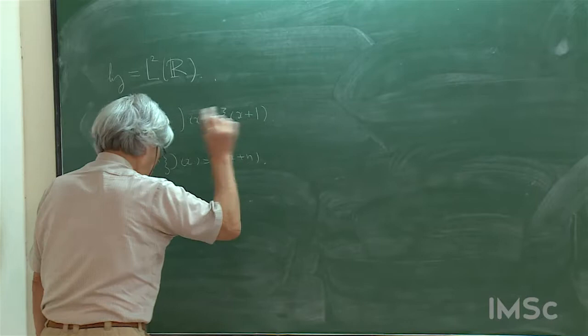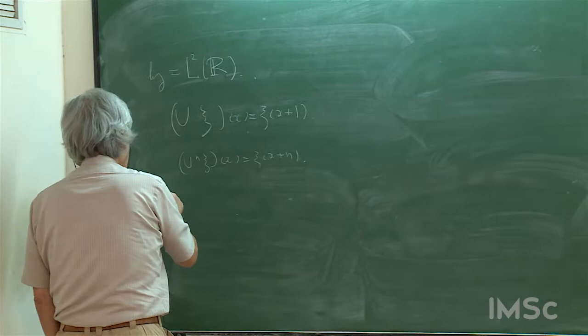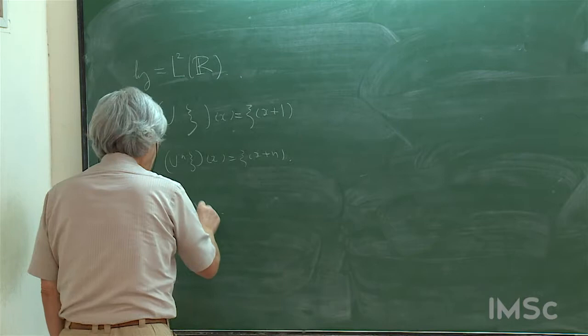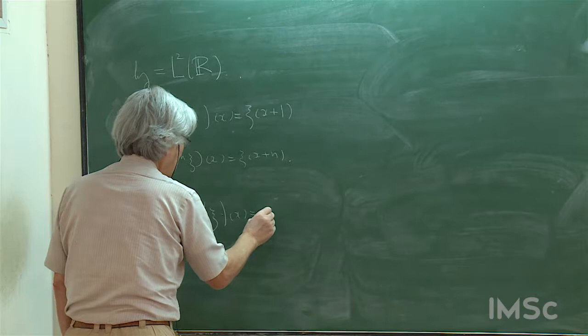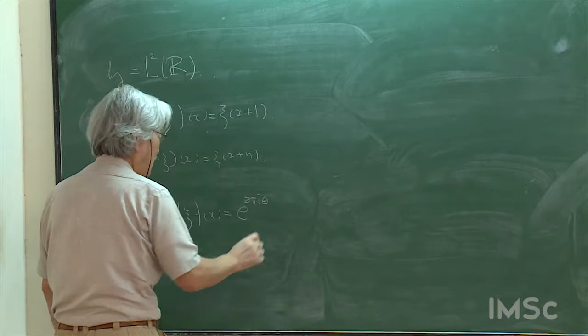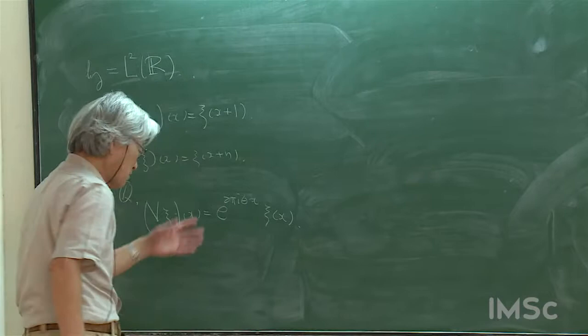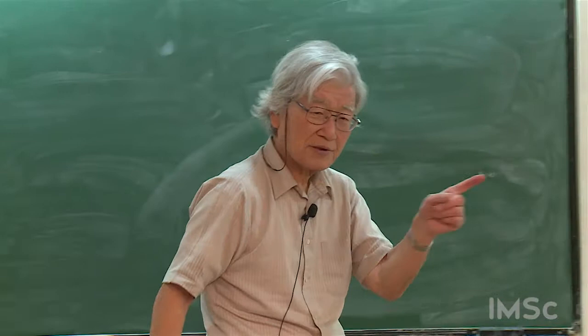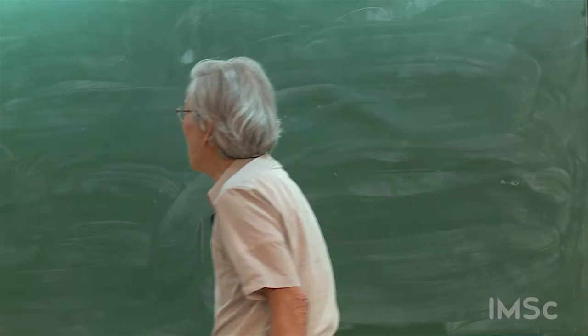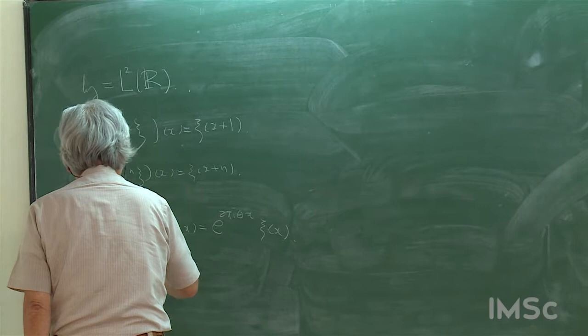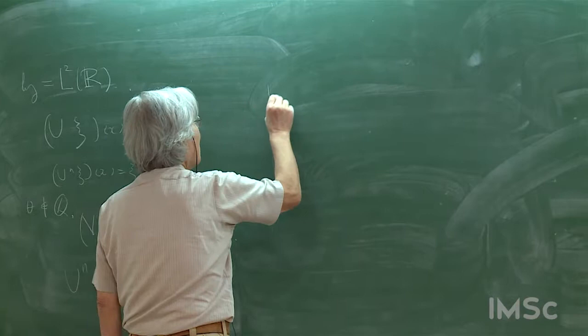Okay, now, fix theta irrational. And I define V xi of x to be exponential 2 pi i theta x times xi of x. It's a multiplication by the exponential function e to the 2 pi i theta x. Oh, okay, this is not a bad thing to do.